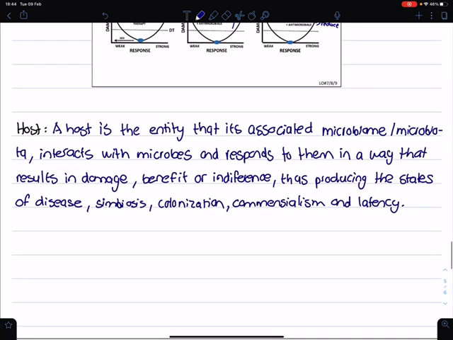And then it's also important to know what a host is. A host is an entity that is associated with a microbiome or microbiota. It interacts with microbes, responds to them in a way that results in damage, benefit, or indifference, thus producing the states of disease, symbiosis, colonization, commensalism, and latency.